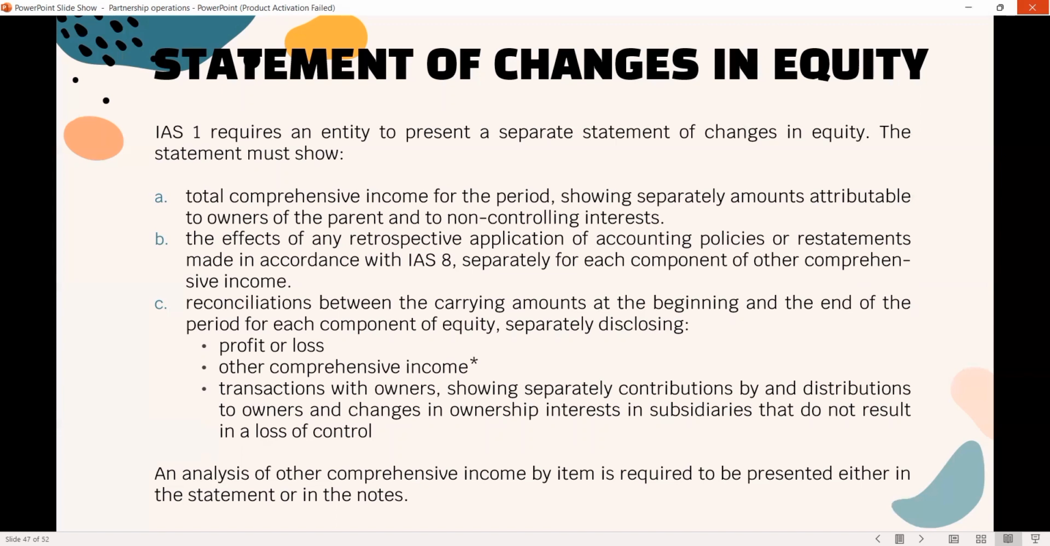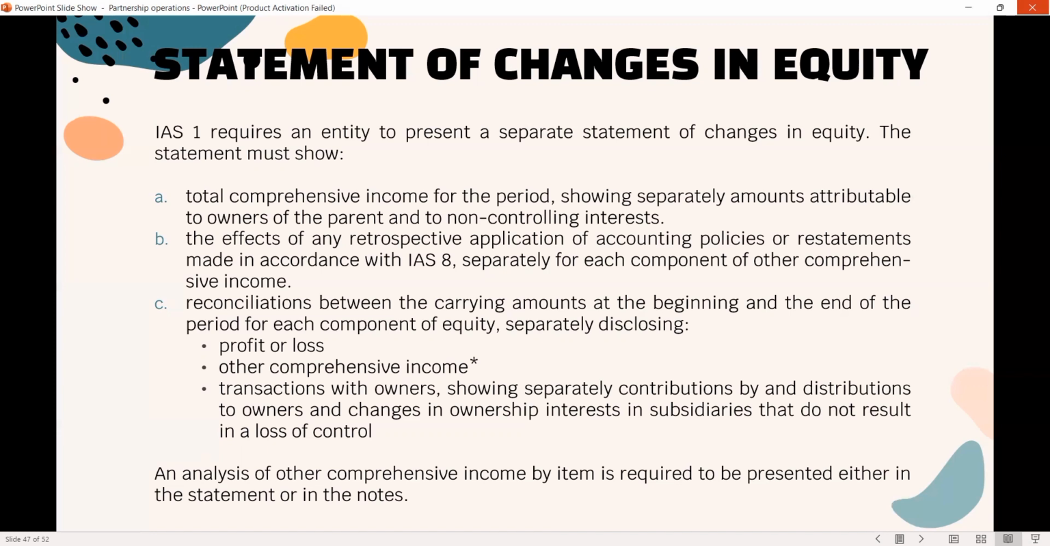Next is the effects of any retrospective application of accounting policies or restatements made in accordance with IAS 8, separately for each component of other comprehensive income. Dito, pag nag-apply na ng retrospective application, paano yung nabago doon sa income.